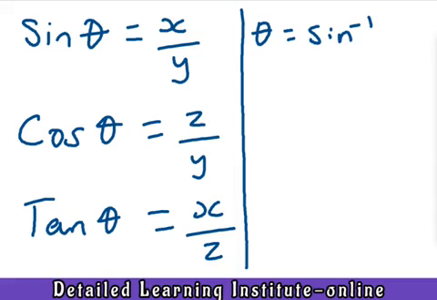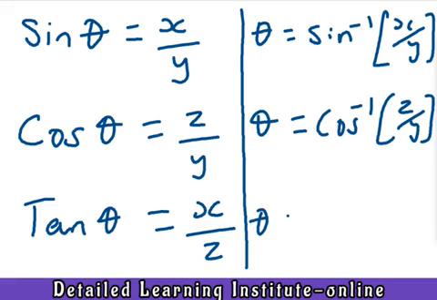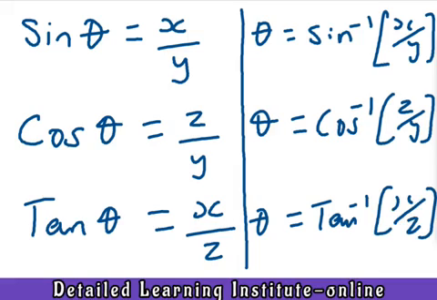x over y divided by sine. So sine inverse of this, and then for cos, you find the angle by saying cos inverse of this. There's actually a function in your calculator to do this easily, so you don't have to get worried about that. And then we have tan inverse of what? X over z. So this aspect of trigonometry is very, very simple, easy and wonderful.